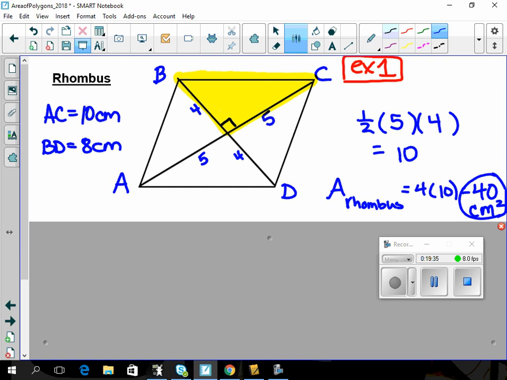How do we feel about that? Just find one triangle, multiply it by 4. They're all the same. That's not bad, right? If you're given the diagonals, you've got to break them in half. Done.